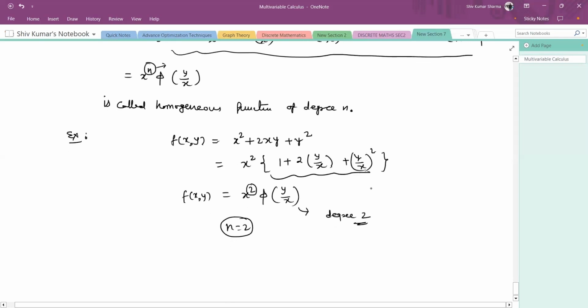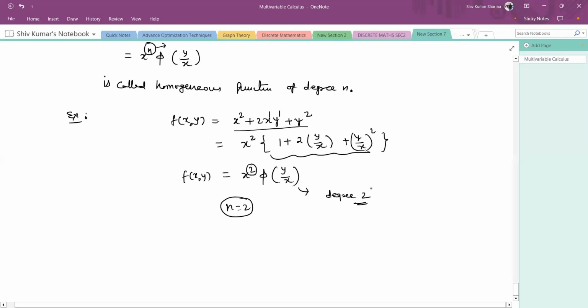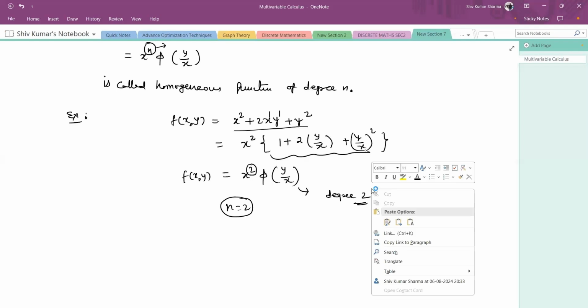In a homogeneous function, every term has the same degree. So you can directly check the given expression. We have two variables x and y, so we add the degrees of both variables. x has power 2 in the first term, x and y have power 1, 1 in the second term, and y also has power 2. So hope you understand the homogeneous function.